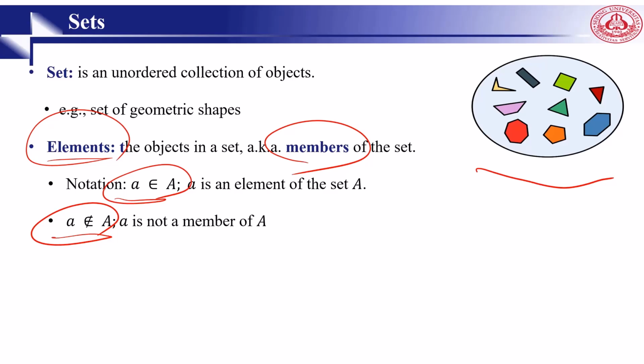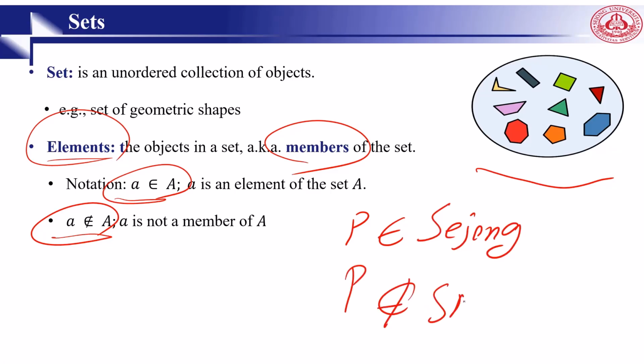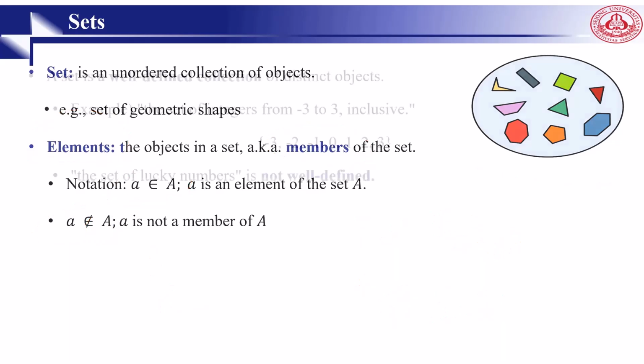For example, I am a member of Sejong University, right? But I am not a member of Seoul National University. So if P is me, P is in Sejong, but P is not in SNU, right? This is very simple. So sets are conventionally denoted with capital letters like A, as you can see here, B, C, and members are shown in small letters.